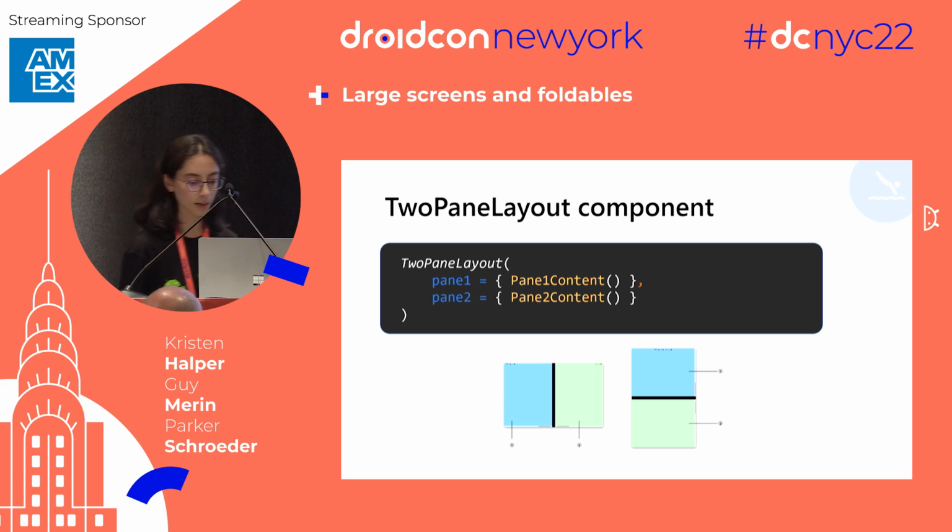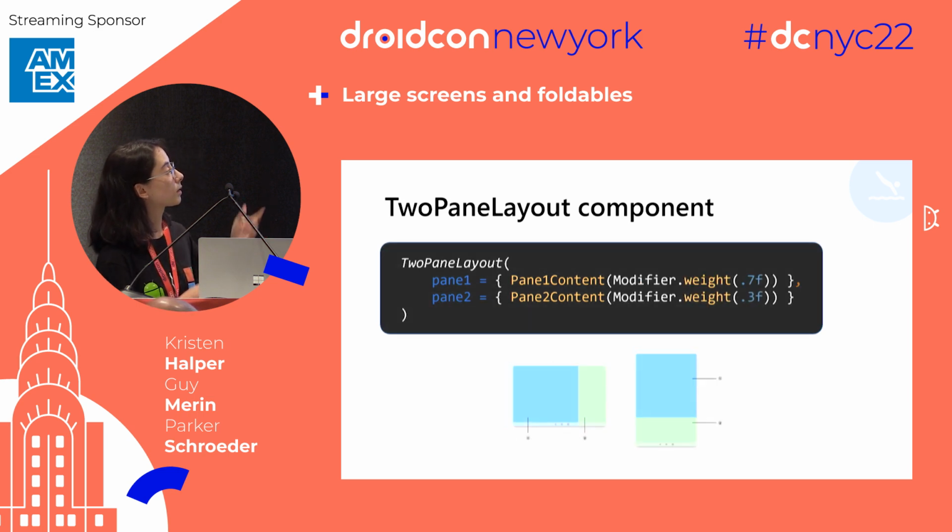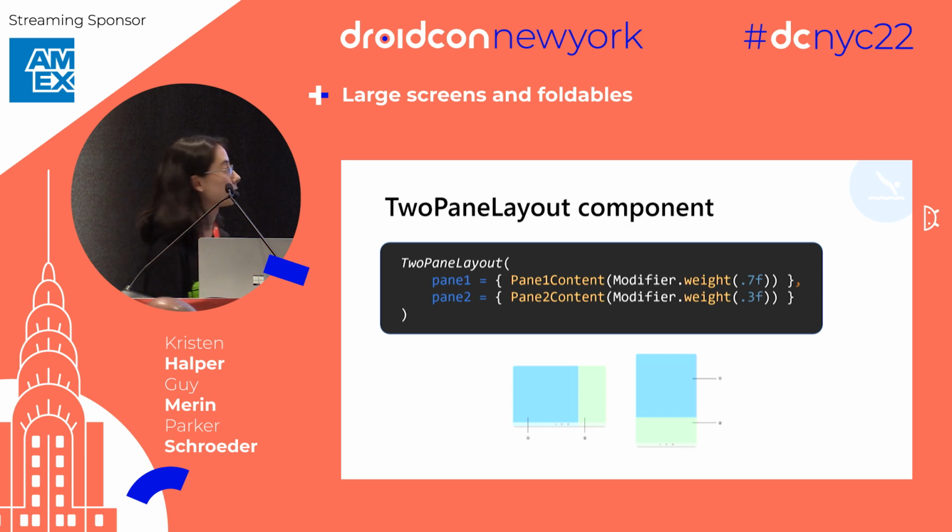But in some apps you might want to have an unequal ratio between the two panes, and that's also possible using the two-pane layout component. So you would use this custom weight modifier attribute. If you've used rows or columns in Compose, it's pretty similar to that. And then you can set up a different ratio that's not just 50-50 between the panes. So this code snippet shows how you could set up a 70-30 split between panes 1 and 2.